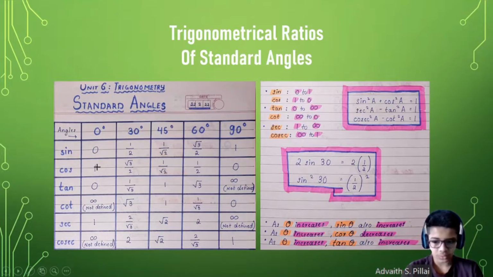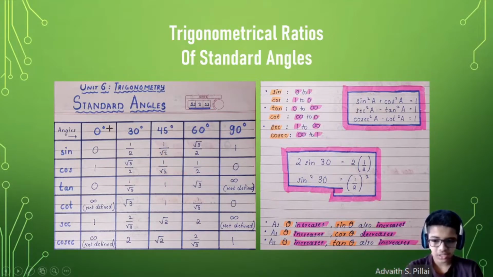The next is cos. Cos 0 is 1, cos 30 is root 3 by 2, cos 45 is 1 by root 2, cos 60 is 1 by 2 and cos 90 is 0. In this case, as the angle increases, the value of cos decreases from 1 to 0. And sine and cos are the opposite of each other.